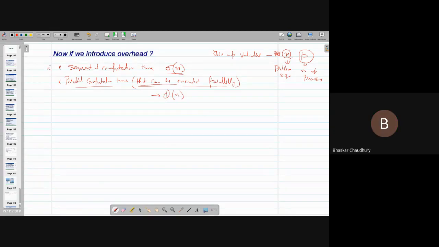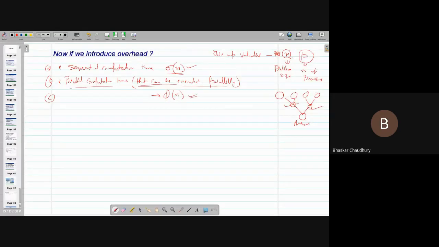Now let me introduce an overhead. I'm talking about a design. Let's say these are the four numbers I want to add. So this is one design. If I go by this design, I will get the answer here. In this design, there are certain things which can be done in parallel, and then there are certain things which have to be done sequentially. There are things which can be done in parallel, which depend on n, and things which are sequential, which depend on n, not p.